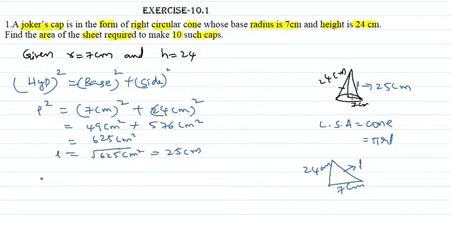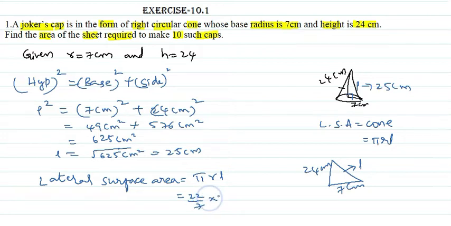Now we need to find the lateral surface area, which is equal to pi r l. Now substitute the pi value 22 by 7 into radius is 7 centimeter and slant height is 25 centimeter. Now we can cancel 7 and 7. So we get the answer 22 into 25, 550 centimeter square.